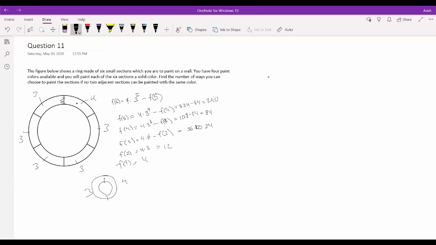And then finally, you have F of 6 is 4 times 3 to the 5th, which is 4 times 243, which is 972. So minus 240, that would be 732, which would be our final answer.